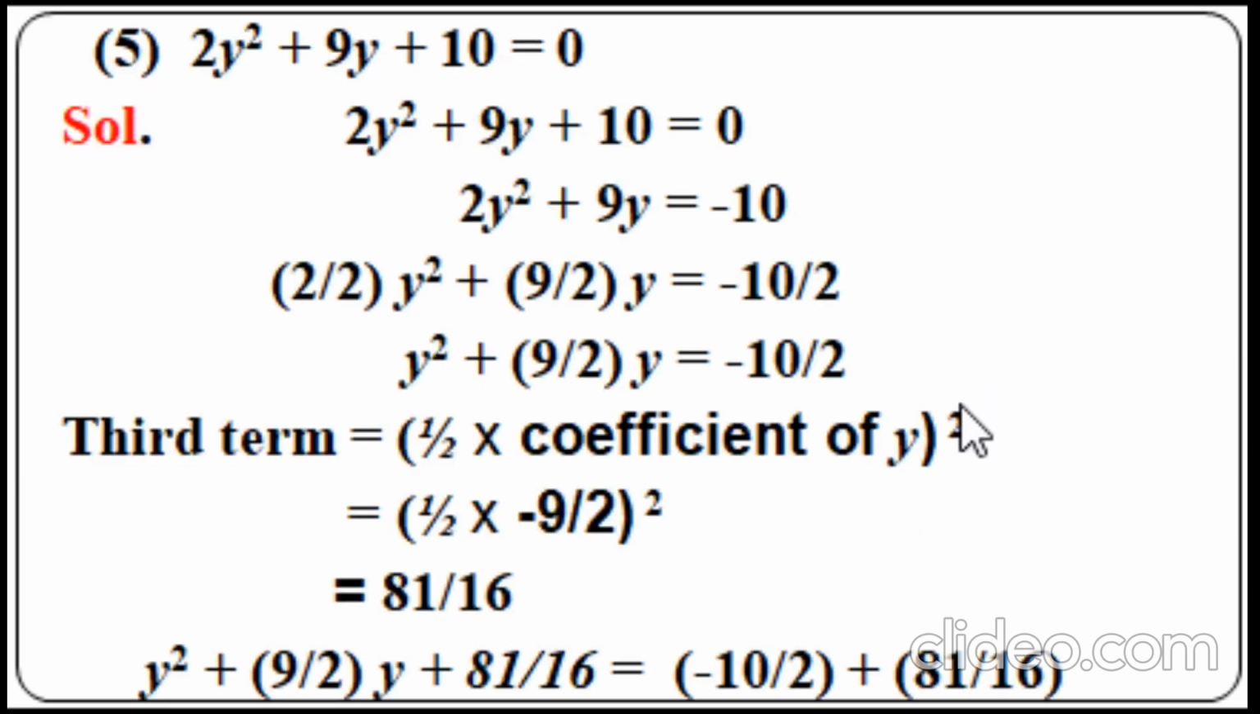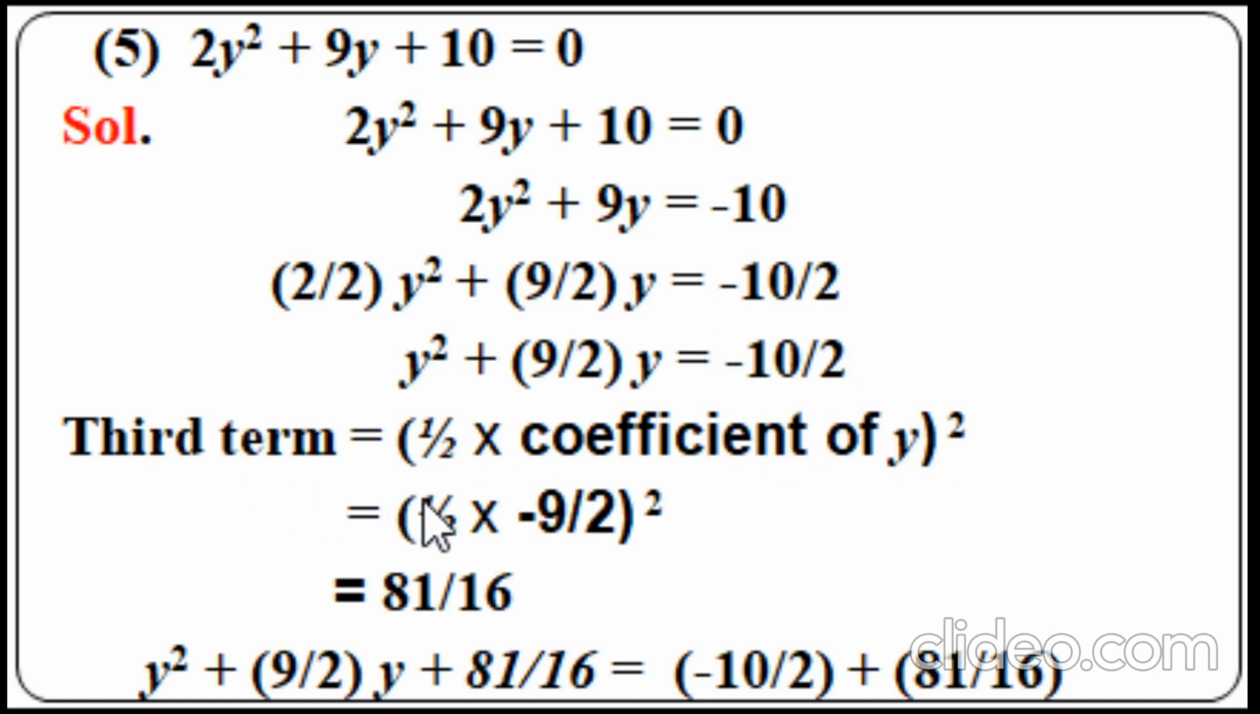Similarly, question number 5 is there. The same method is used here. 2y square plus 9y plus 10 is equal to 0 can be written as 2y square plus 9y is equal to minus 10. Then dividing each term by 2, we get 2 upon 2 y square plus 9 upon 2 y is equal to minus 10 upon 2. Here 2 cancels, we get y square plus 9 upon 2 y is equal to minus 10 upon 2. We haven't solved this. It is minus 5. You can solve it, or you can keep it as it is.